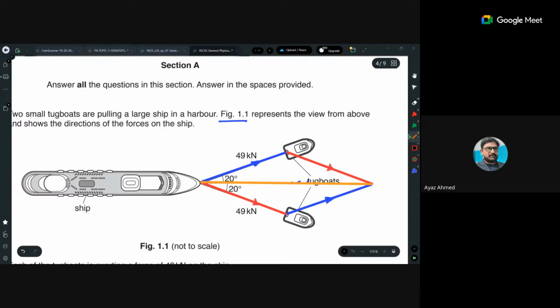So what should be the arrow of this? What should be the direction of this arrow? Resultant का direction किधर होना चाहिए? Because both the ropes are trying to move the ship towards right at different angles. So overall direction of the ship would be towards right, na? Yeah, got it. Okay.